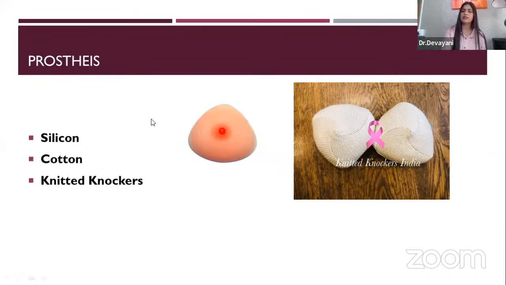There are a lot of prostheses available in the market. One is the silicone based prosthesis. Another one is very, very good: Knitted Knockers India provides this prosthesis free of cost all over India. If any survivor wants this, you can just contact us and we can provide it. Knitted Knockers India is absolutely free of cost. These are made of a specified cotton, knitted or woven. They are available in various sizes, and Knitted Knockers India is run by Dr. Rohini Patil. She is a gynecologist, and she provides everything free of cost.